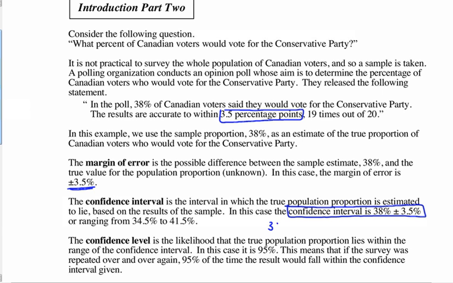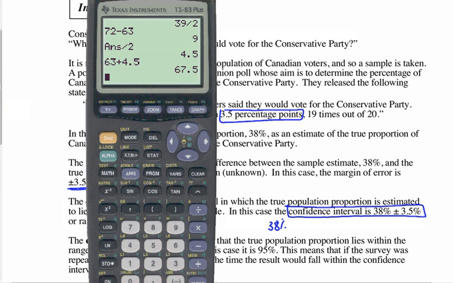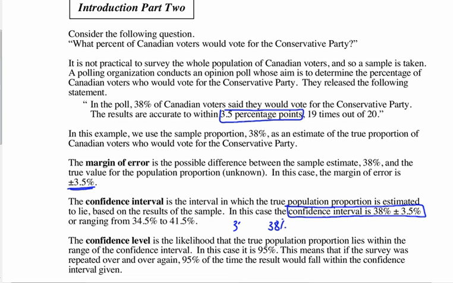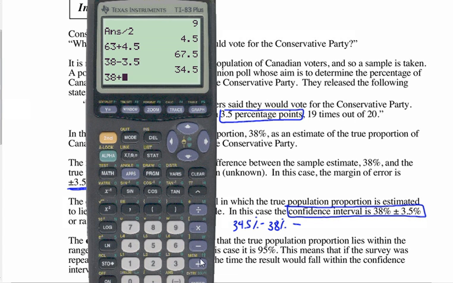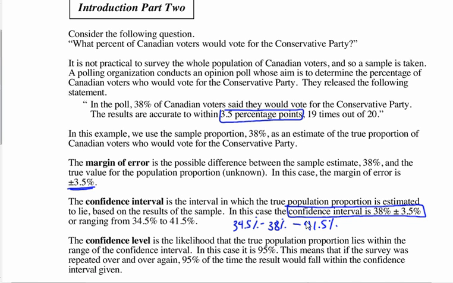So we take the 38% and we subtract the error. 38% minus 3.5% gives you 34.5%. And then we take the 38 and we add the error, 41.5%. So we're confident, it says 19 times out of 20, that the percent of people who vote Conservative would be between 34.5% and 41.5%.